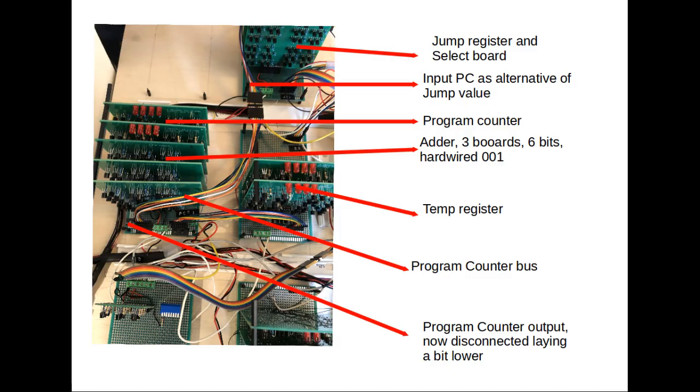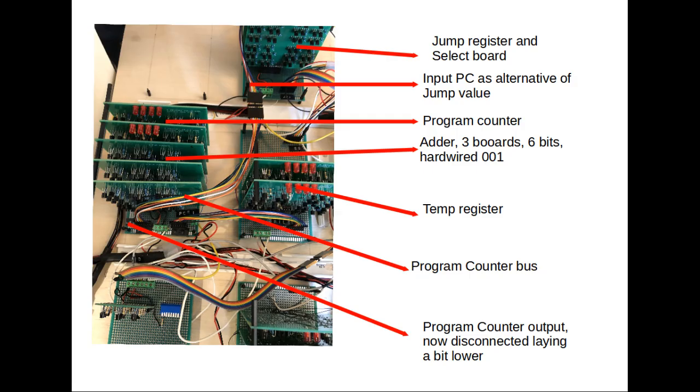I begin with the lowest one. Where the arrow ends, there's the output of the whole thing, of the whole program counter. That goes to the control electronics and the programming. I disconnected it now, and it lies a little bit lower than the arrow. Then from the top you see first a couple of boards. You don't see them completely, but this is the jump register and the select board. So that switches between the jump register and the temporary register. Below you find the input connection of the program counter.